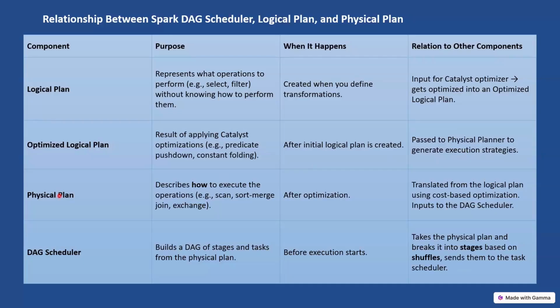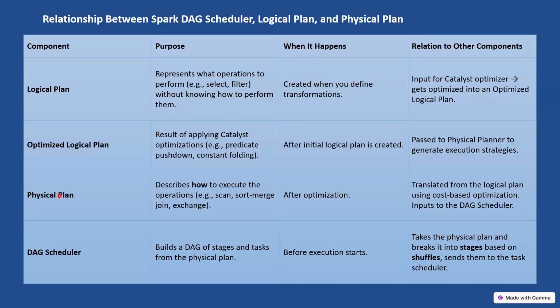Now, what does the physical planner do? Of course, it creates multiple physical plans and it selects the best out of them. It describes how to execute your operation, how to do scan, how to do join. Because when you are doing a join, the data is spread across the executors, so your physical plan needs to see the cost of doing it, and it applies the best strategy to do it.